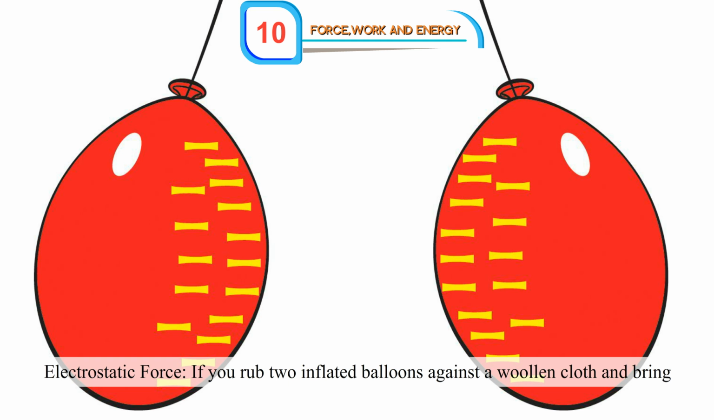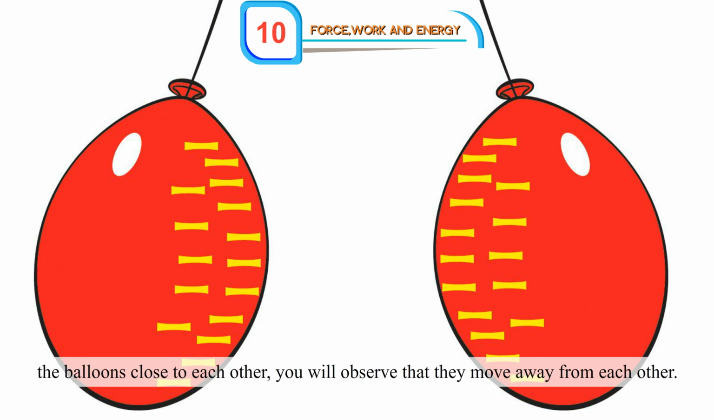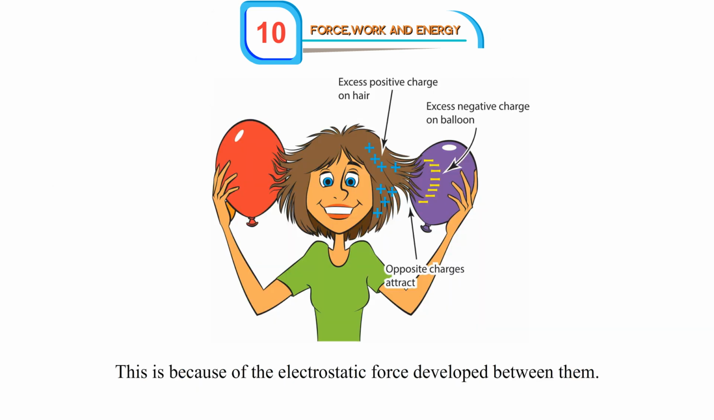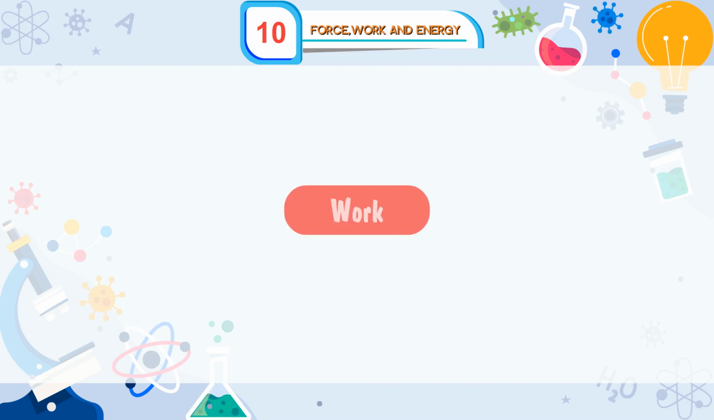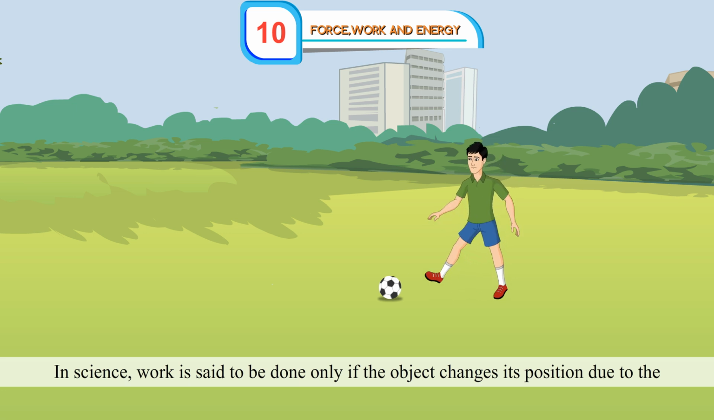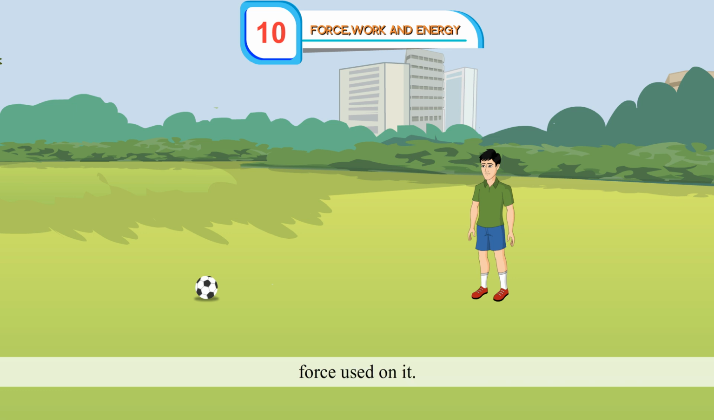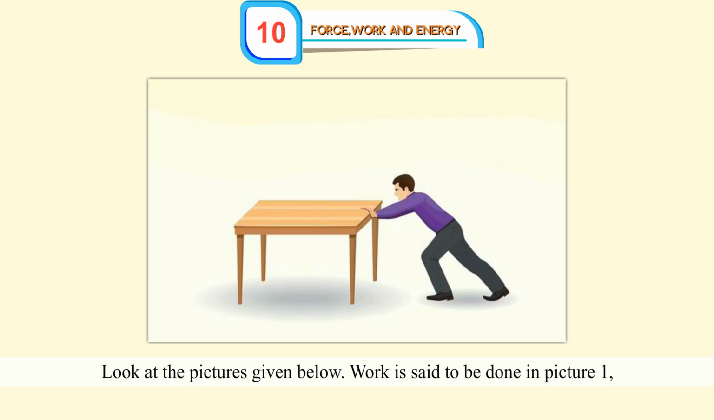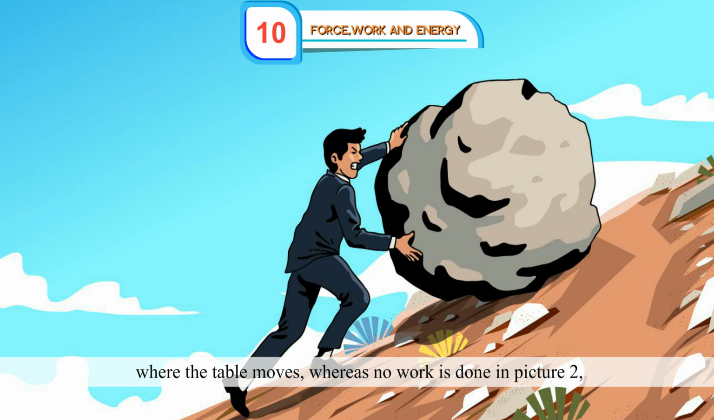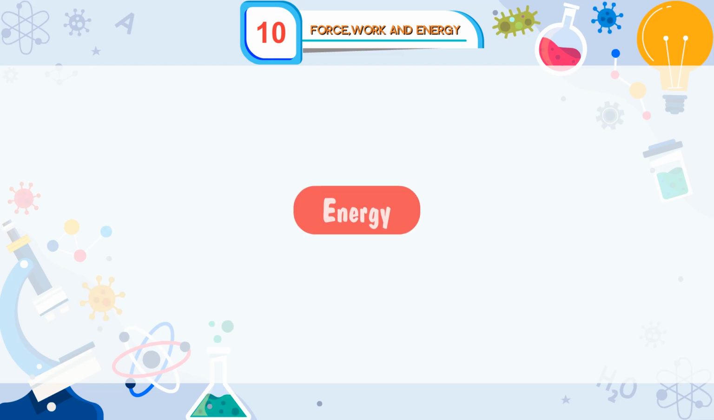Electrostatic force. If you rub two inflated balloons against a woolen cloth and bring the balloons close to each other, you will observe that they move away from each other. This is because of the electrostatic force developed between them. Work in science. Work is said to be done only if the object changes its position due to the force used on it. Look at the pictures given below. Work is said to be done in picture 1, where the table moves, whereas no work is done in picture 2, where the boulder does not move. To do work, we require energy.